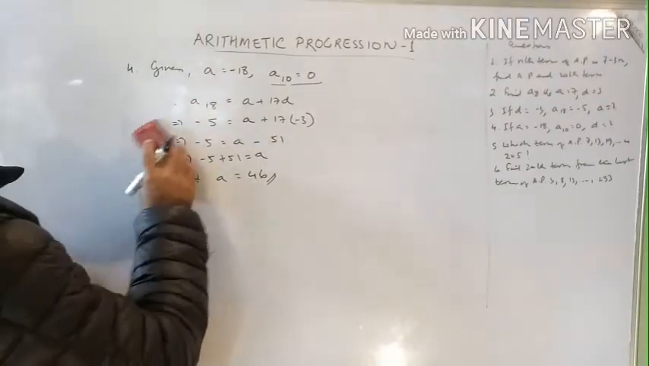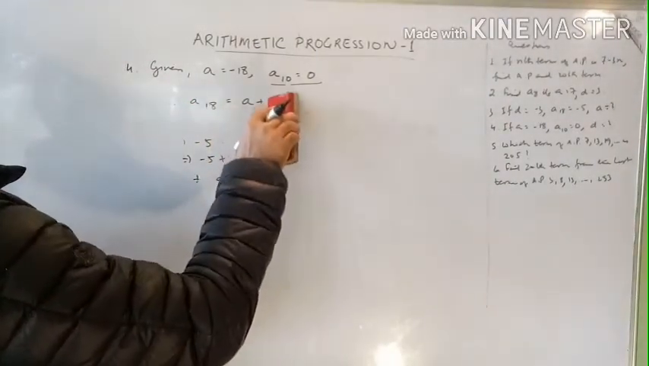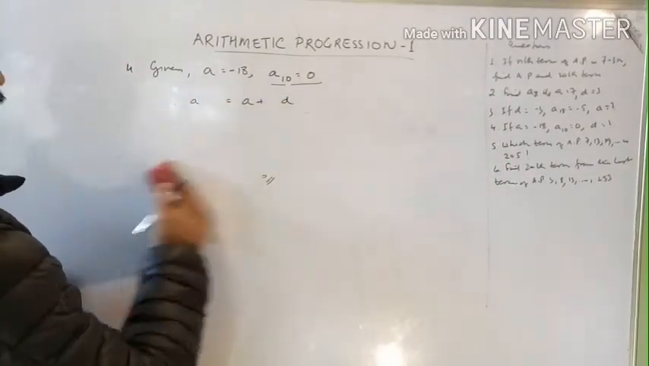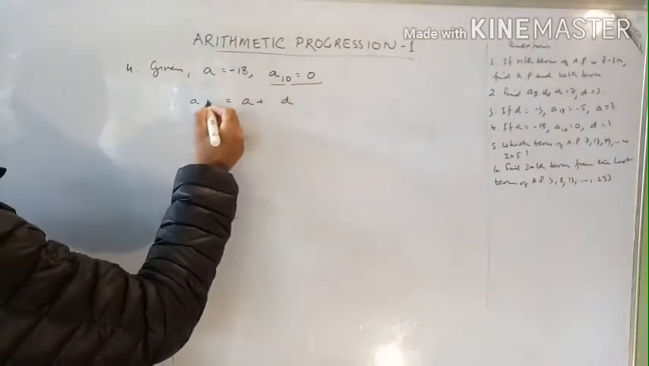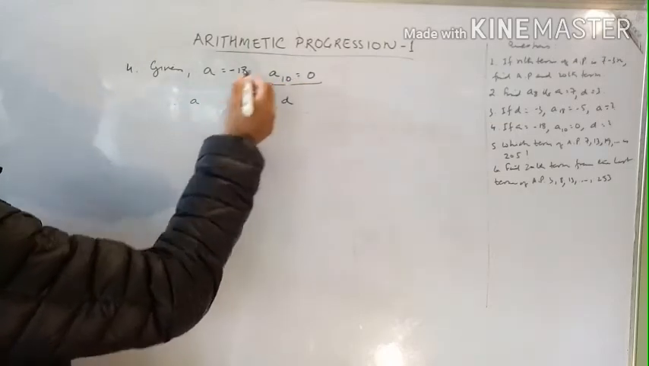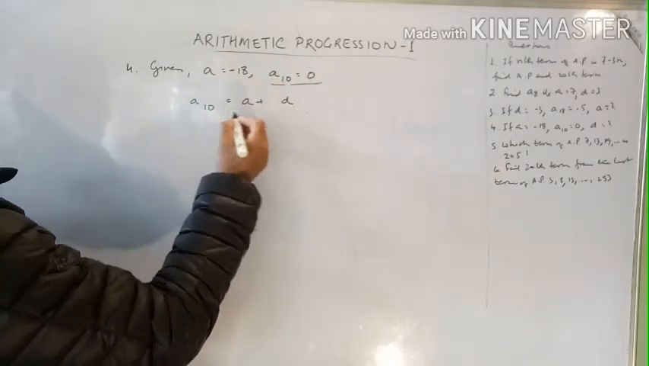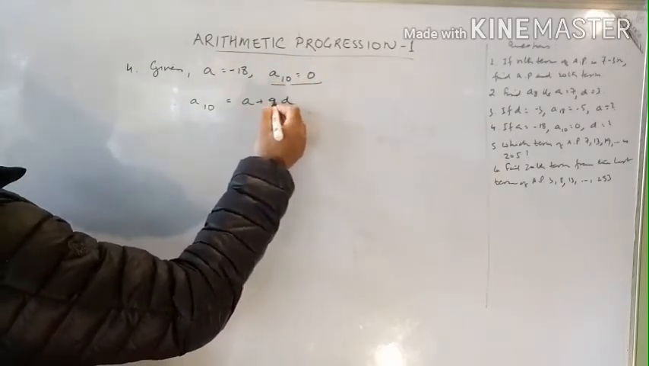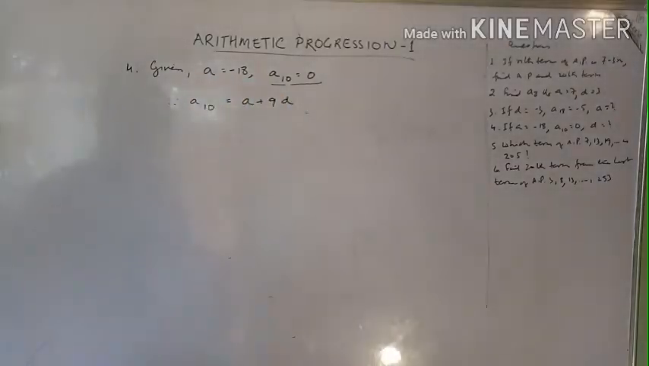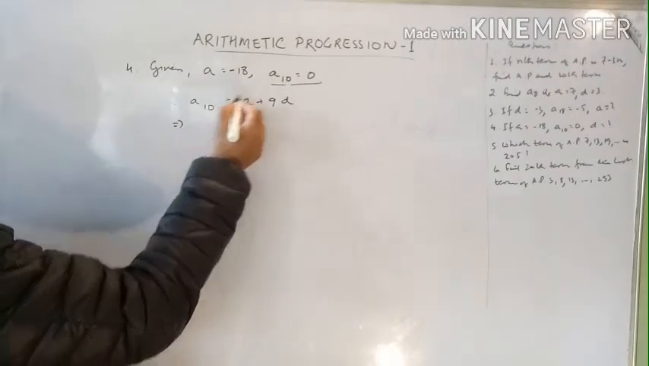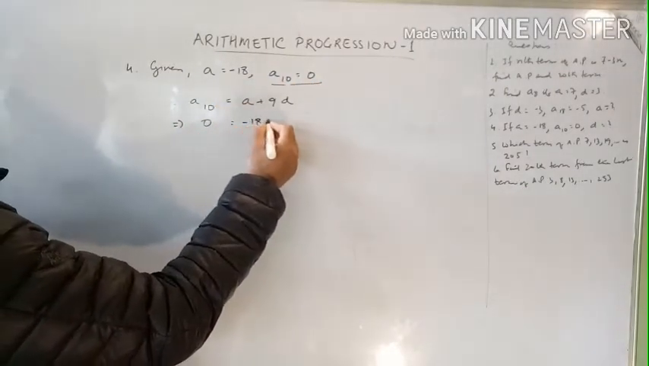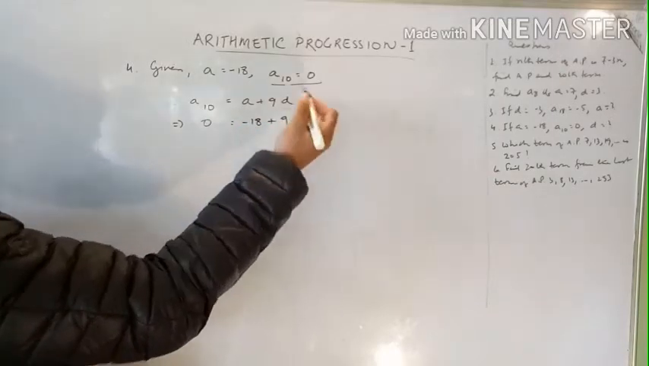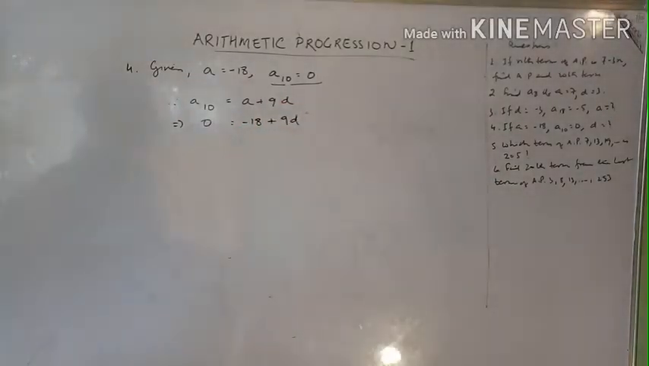Now you know the formula of the nth term. A10 is given, so the 10th term is given. The formula is A10 equal to A plus 9D, it is 1 less. Now the value of A10 is given as 0, A is given as minus 18, plus 9D. D we have to find out.